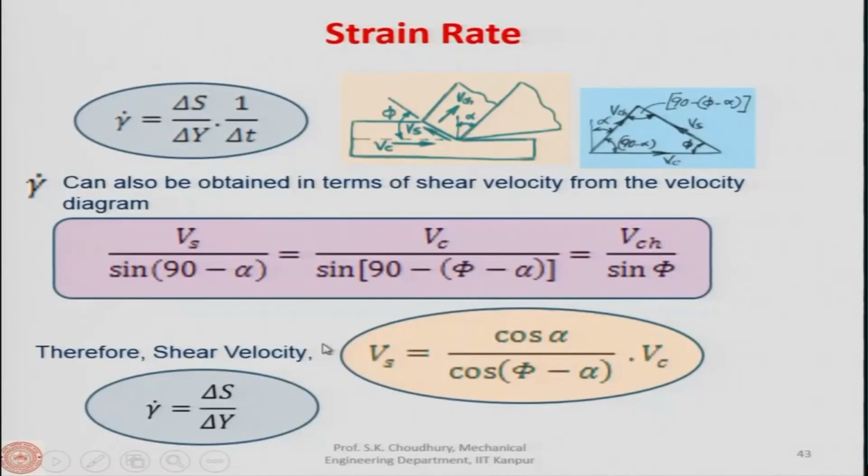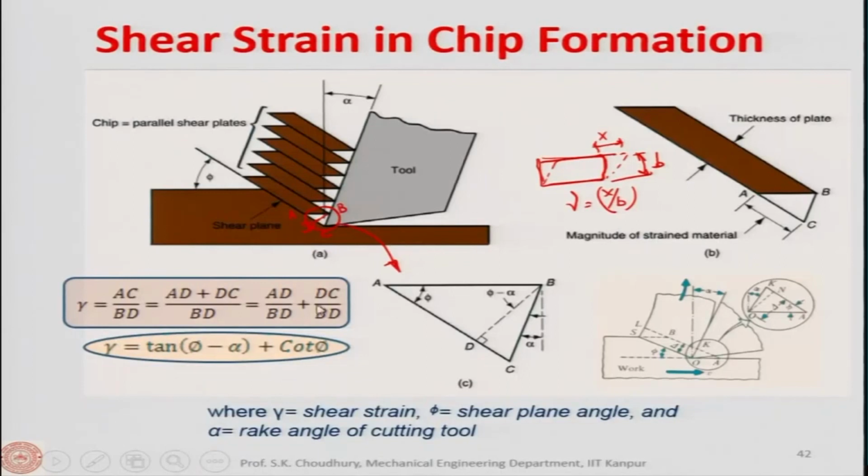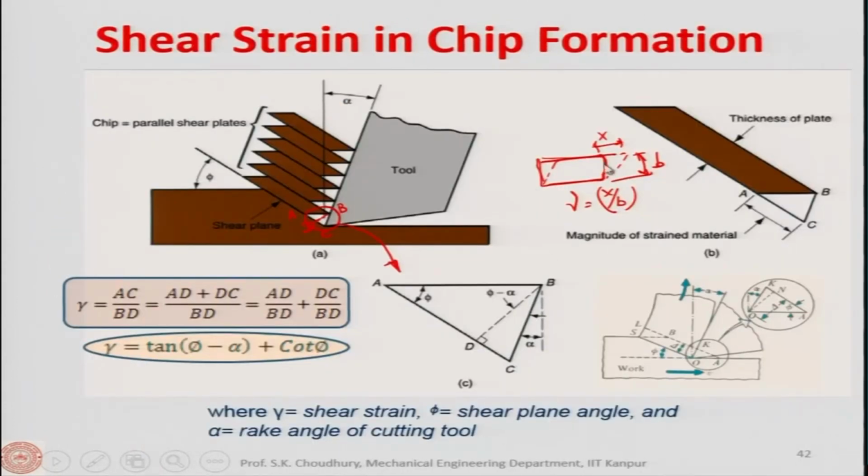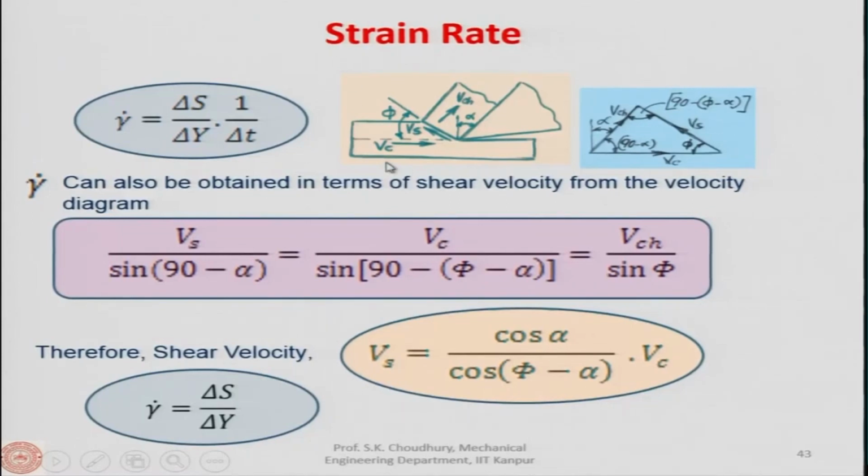Now, the strain rate. During the discussion of material, I told you that the strain rate involves time. So, the strain rate is delta S by delta y, divided by delta t. Delta S by delta y, we are taking this one, and this we have taken as the delta y. If we see from this diagram, this is the shear plane angle, this is the cutting velocity, this is the shear velocity, and this is the chip velocity.